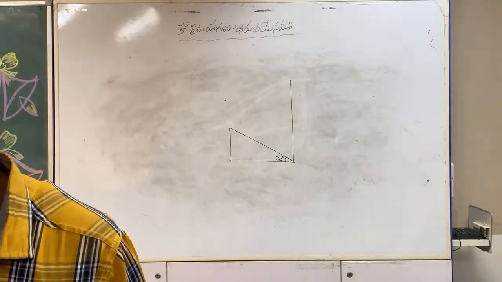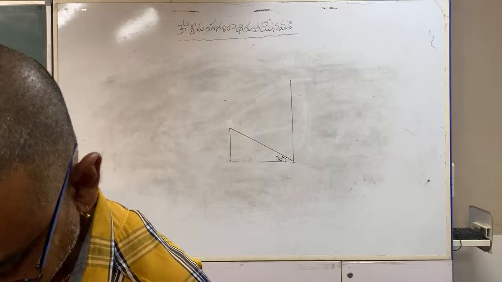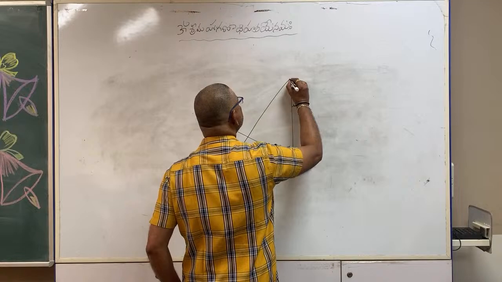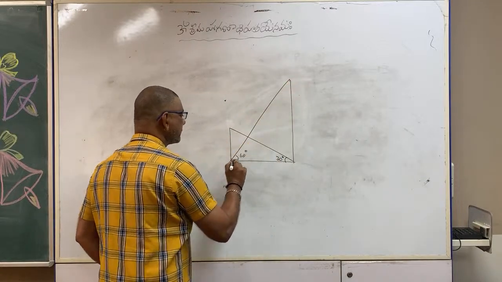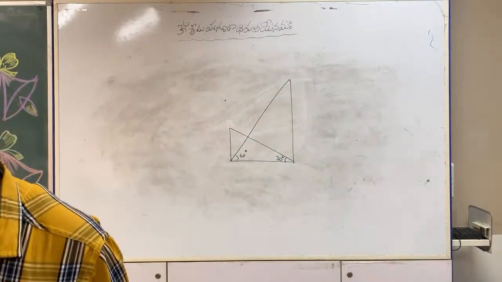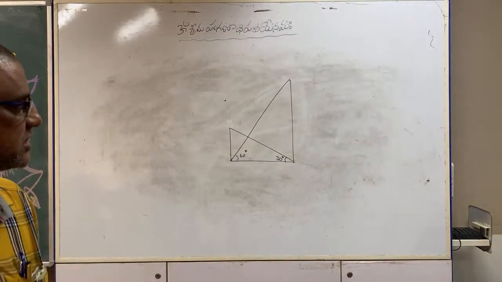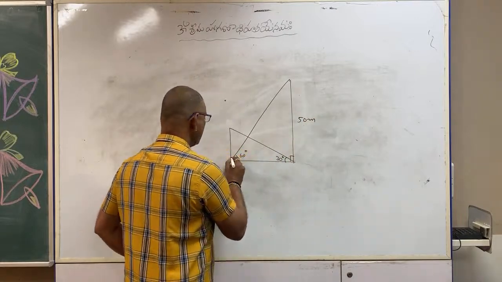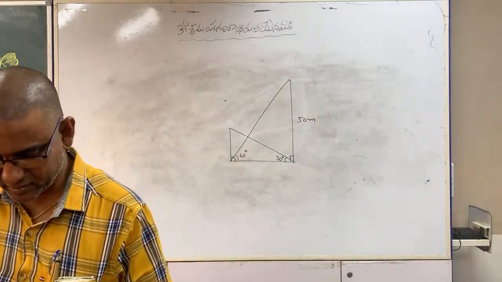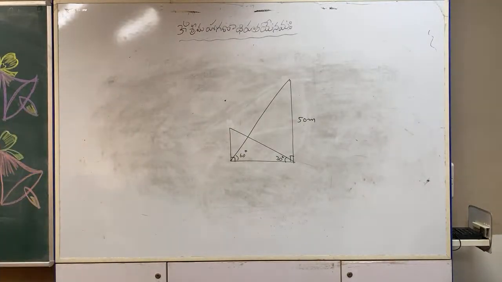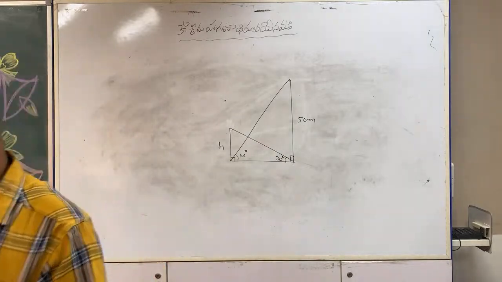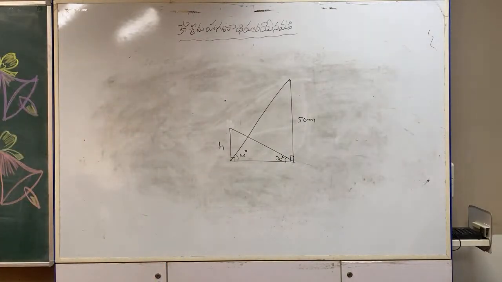And the angle of elevation of top of the tower from the foot of the building is 60. From here, this one is 60. If the tower is 50 meters high, then find the height of the building. You need to find this one. Do it fast, children. What is the height of the building? I am giving you 2 minutes.